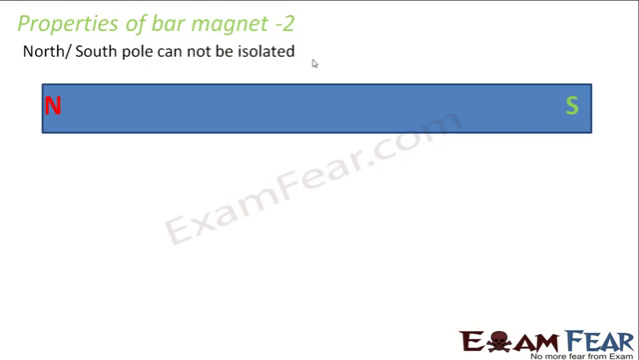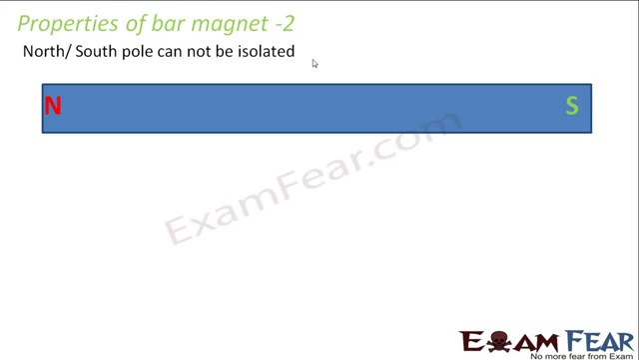The next property was that the north or south pole cannot be isolated. Any magnet has two poles, one north pole and the other a south pole. So what is that north pole and what is that south pole? As I mentioned in the previous slide, whenever the bar magnet is left to itself, it aligns itself in the north-south direction. The one end of the magnet which aligns itself towards the geographic north is known as the north pole.